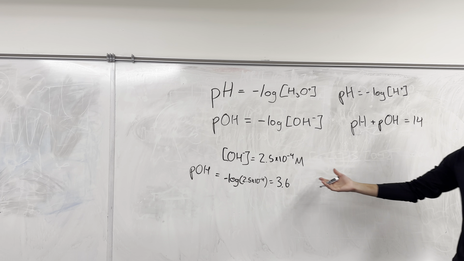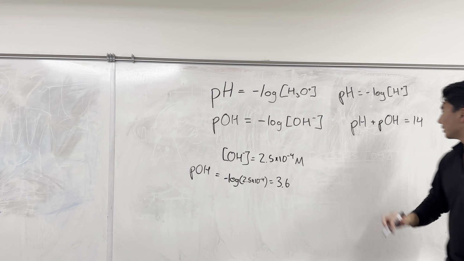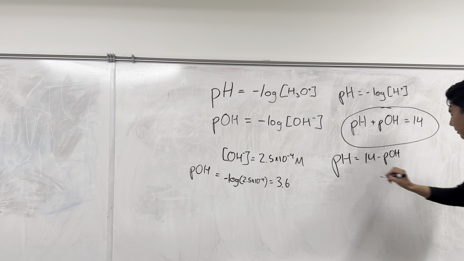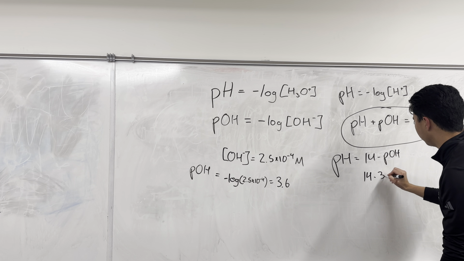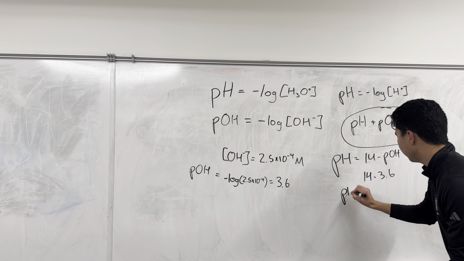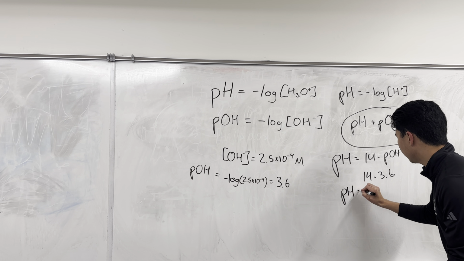Now, you might be wondering, how do we find pH given pOH? That's where this equation comes along. If we rearrange it with basic algebra, pH is going to equal 14 minus pOH, and that would just be 14 minus 3.6, and that should be 10.4. So pH is going to equal 10.4.